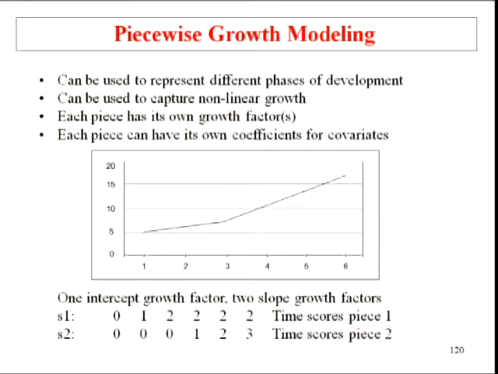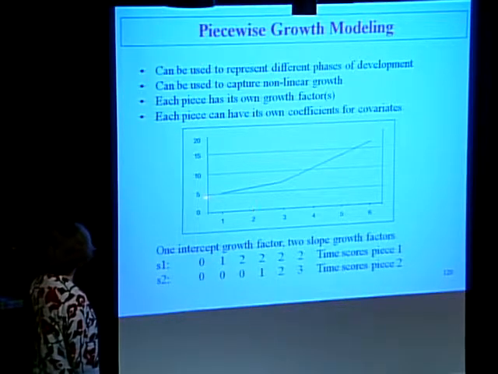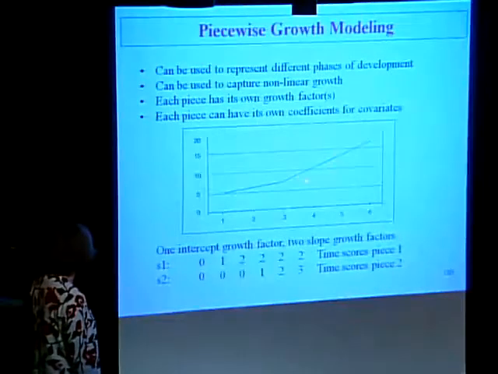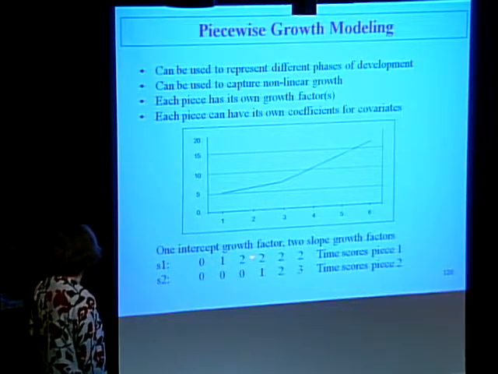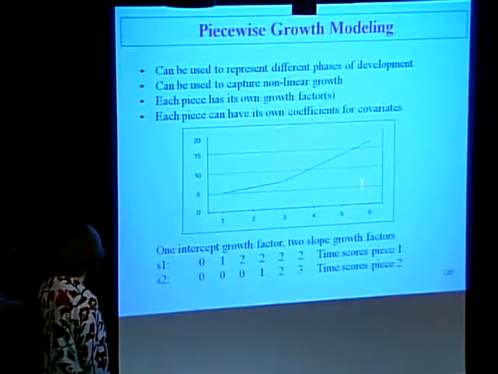for the covariates. So this is an interesting model because it may be that the slower growth is predicted by different covariates than the more accelerated growth. And in this model, you can actually get at that kind of information. So in the situation that I'm showing here, we would have 1 intercept growth factor and 2 slope growth factors. And the first piece would be the first 3 occasions, and the last piece is 3, 4, 5, and 6.